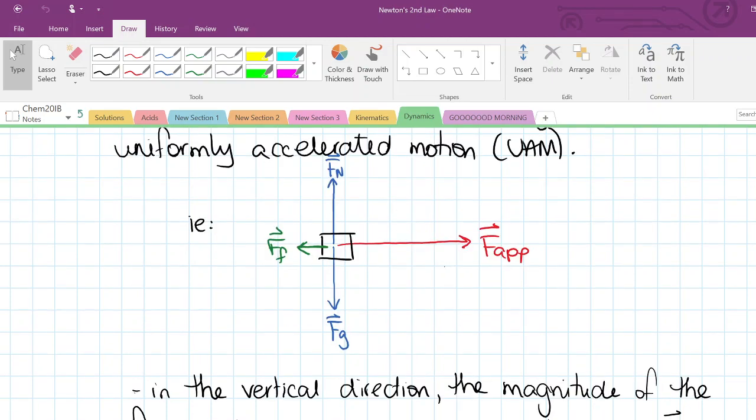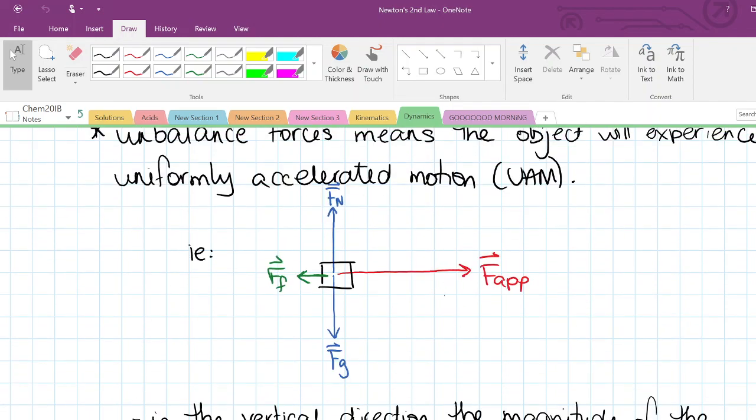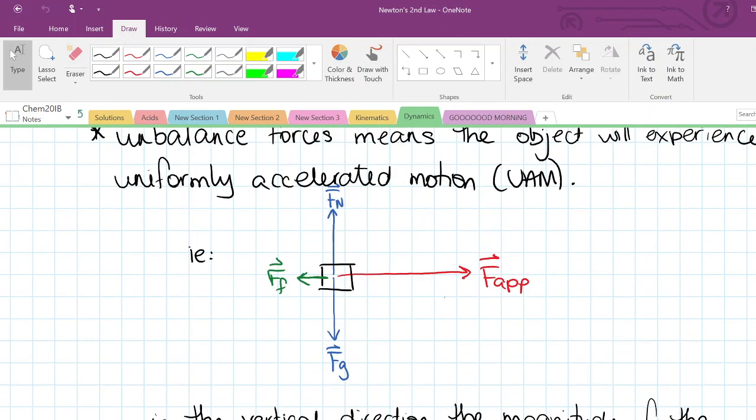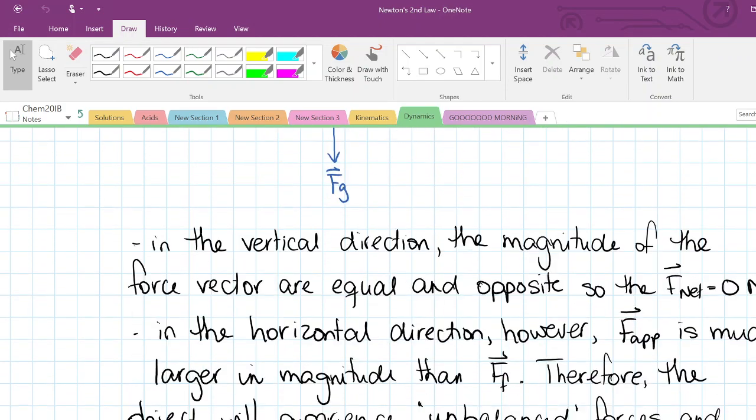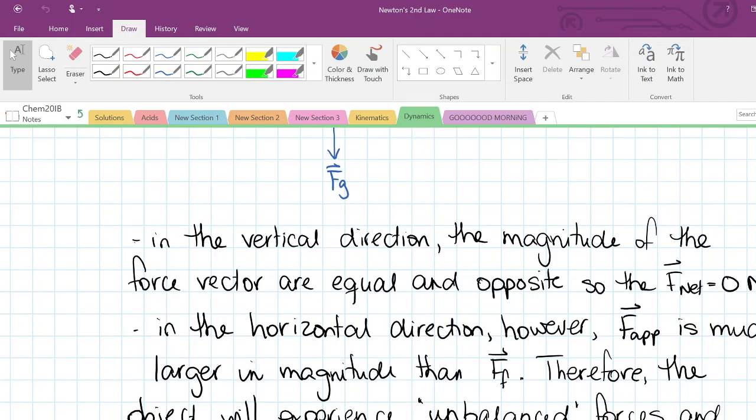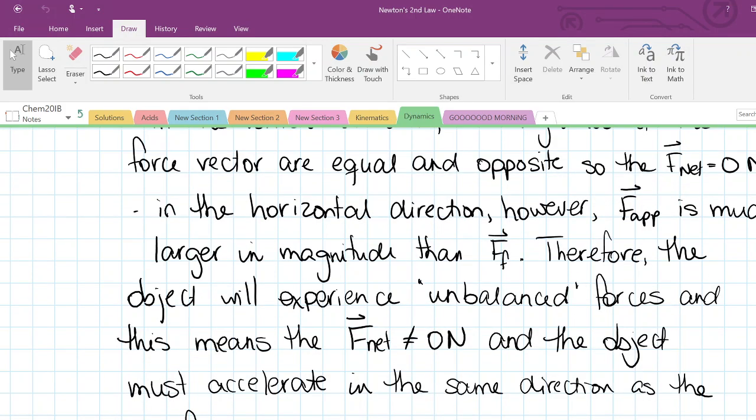So in the vertical direction, that's what I've summarized for you guys here. In the vertical direction, we know that this object is not going up or going down, because these forces are equal and opposite. So in the vertical direction, we're at a uniform motion because there's no acceleration. But in the horizontal direction, we know for sure that there must be an imbalance in the forces, which means that F net cannot equal 0. And if F net cannot equal 0, then that means that we must have an acceleration on this object.